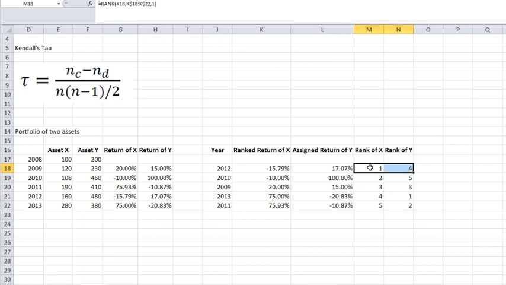So each observation consists of an x value and a y value. 1, 4 is one observation, 2, 5 is another observation. So we need to pair each one of these observations with every other observation. So 1, 4 will need to pair with 2, 5, will need to pair with 3, 3, will need to pair with 4, 1. So every observation will need to be paired with every other observation.